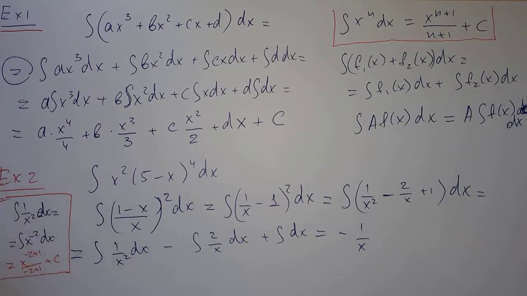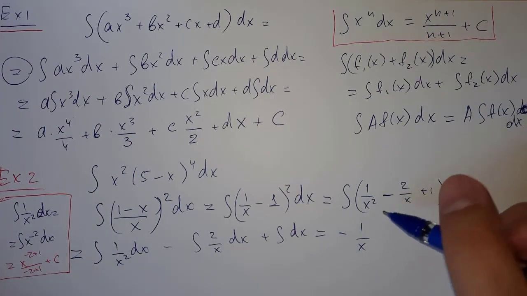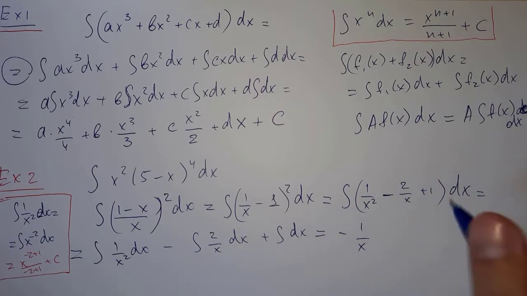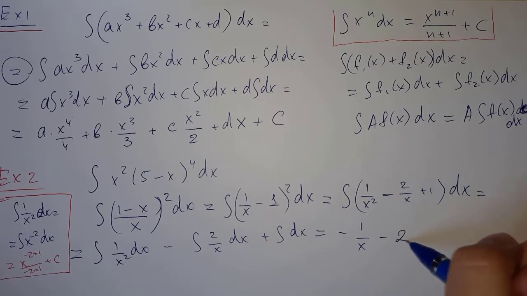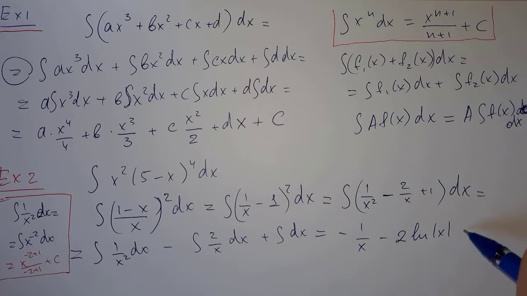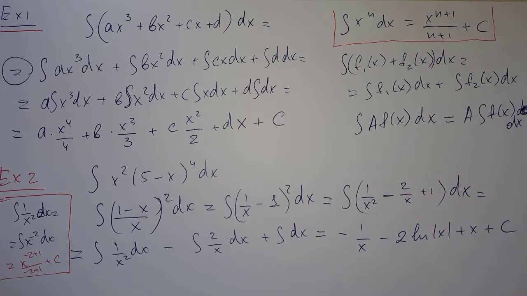Is it clear? Now, minus 1 over x. Here we have 2 over x, so it is minus 2 times the integral of 1 over x, which was the natural logarithm of x, and the last one is just x plus c now. So this is the answer.